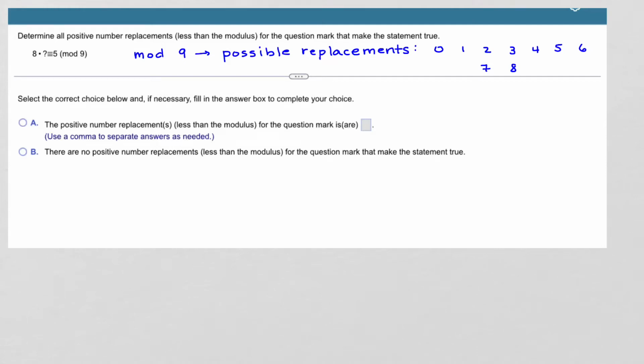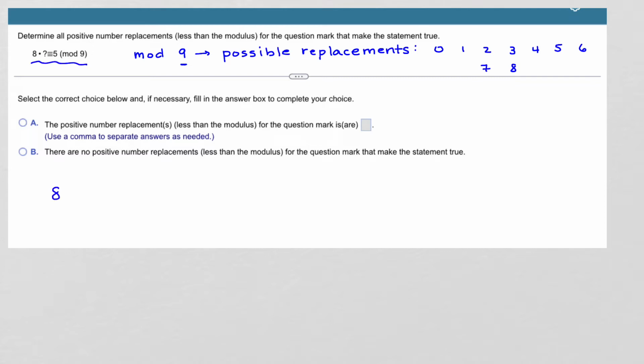In this problem, we want to determine all positive number replacements less than the modulus for the question mark that make the statement true. So I've listed the possible replacements. Since we're working in a mod 9 problem, my possible replacements are 0 through 8. And I'm going to try each of those and see if they work in the equation that was given.